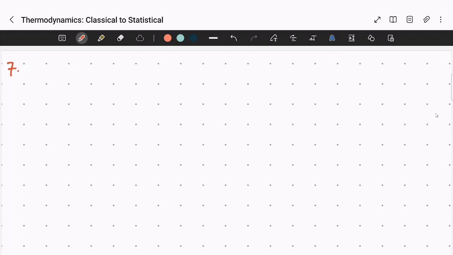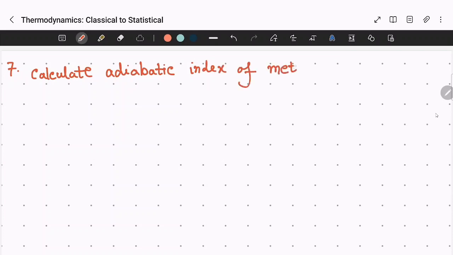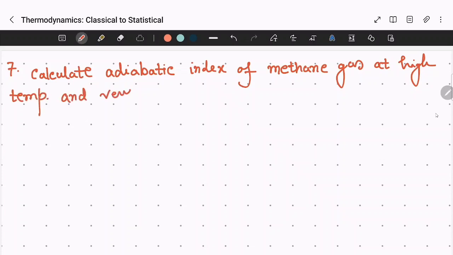Okay, this question is also very important. Calculate the adiabatic index of methane gas at high temperature and very low temperature.